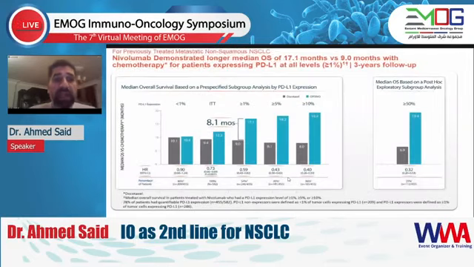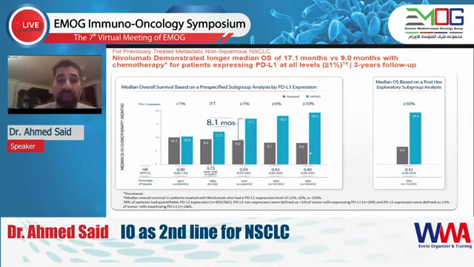So for previously treated metastatic non-small cell lung cancer, nivolumab demonstrated a longer median overall survival of 17.1 months versus 9 months with chemotherapy for patients expressing PD-L1 at more than 1%, with 3 years of follow-up. And here, as we can see, even in the less than 1%, we see 10.4 months versus 10.1, and the intent-to-treat population here is 12.2 months versus 9.4 months. And for more than 1%, we have 17.1 versus 9 months, a gain of 8.1 months in overall survival.